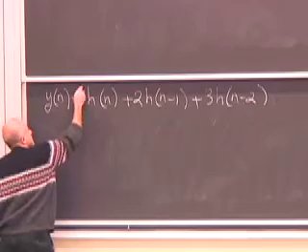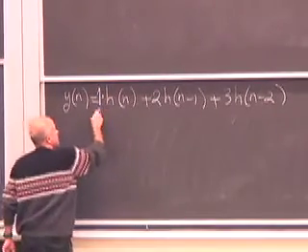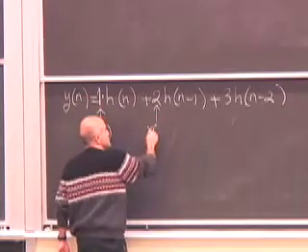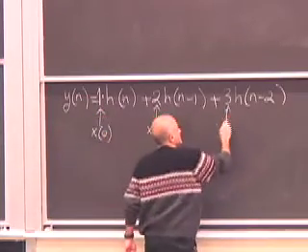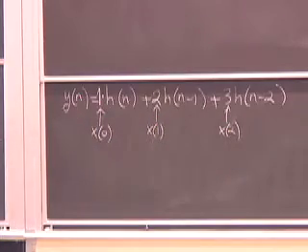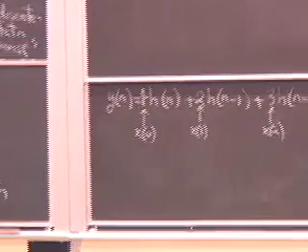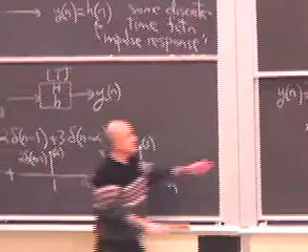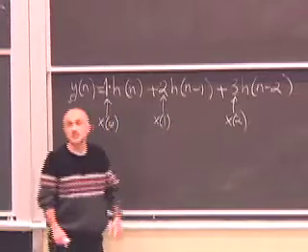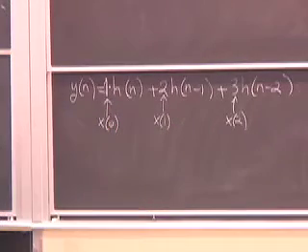If I put that 1 here, you will notice that this is simply x of 0. This is x of 1. And this is x of 2. If x had other lollipops in its description, those would be sitting here as coefficients, and you would have appropriate shifted versions of h.